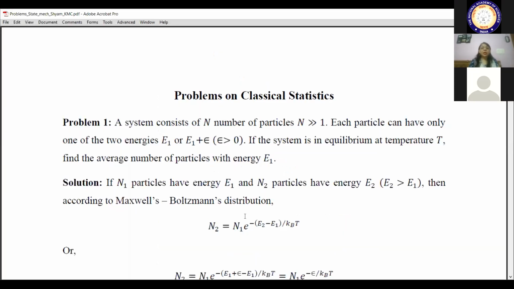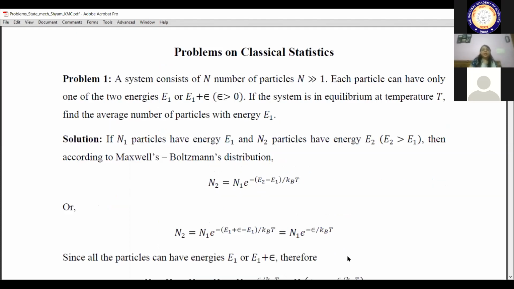Yes, ma'am. So, problems on classical statistics. Here you see, I will not go through step by step because then it will be too long. It will require a lot of time. I'm posting it on the WhatsApp common group. Kindly look at it. If you just look at any beginning equation, where is it coming from?